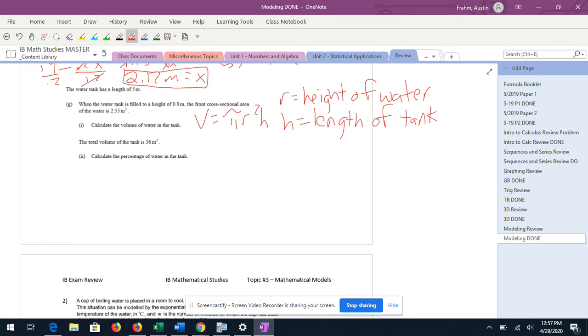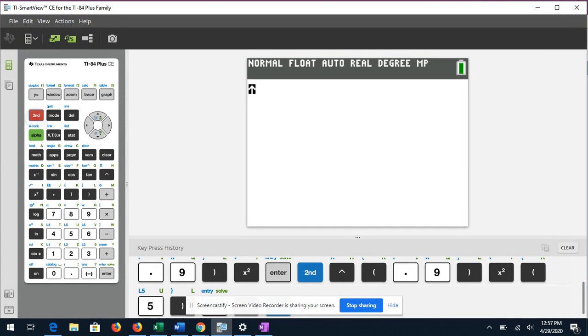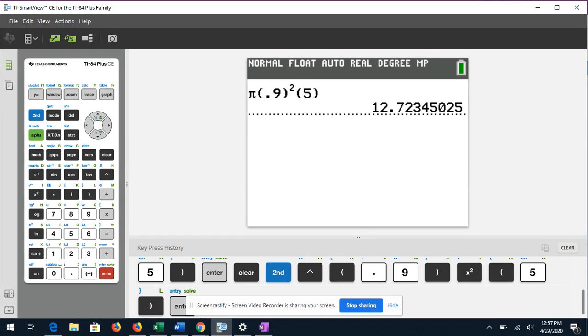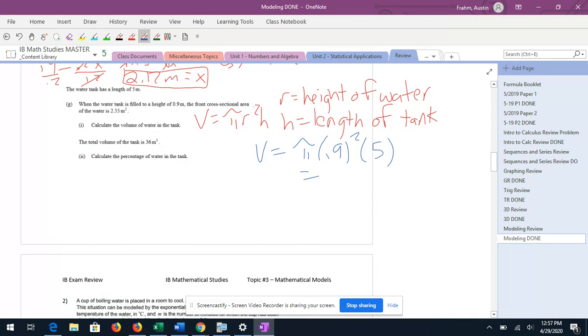So now that I know that the height of my water is 0.9, and they just told me the water tank has a length of 5 meters, I can plug those into my equation and solve. So V is pi times 0.9 squared times 5. And if we type that into the calculator, we can round to 3 sig figs. It comes out to be about 12.7 meters cubed.